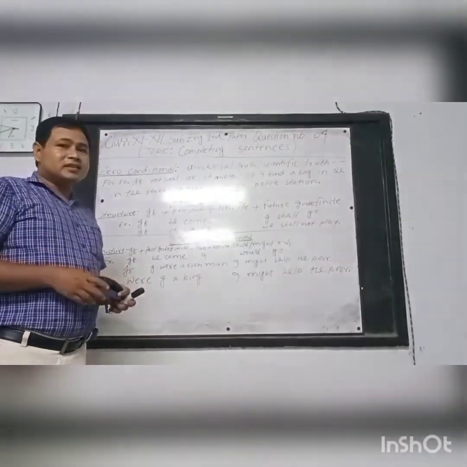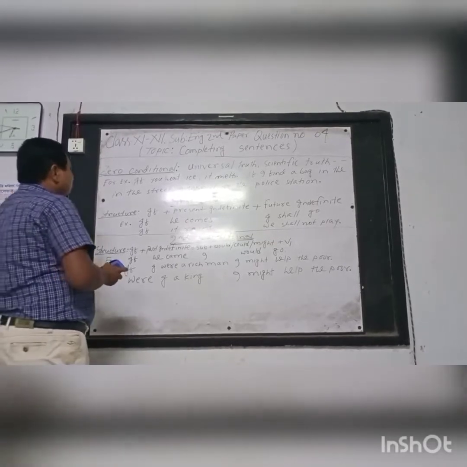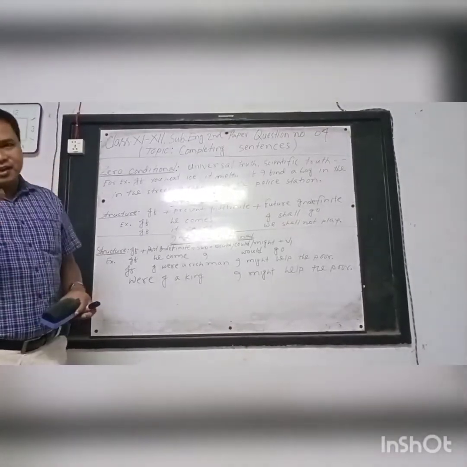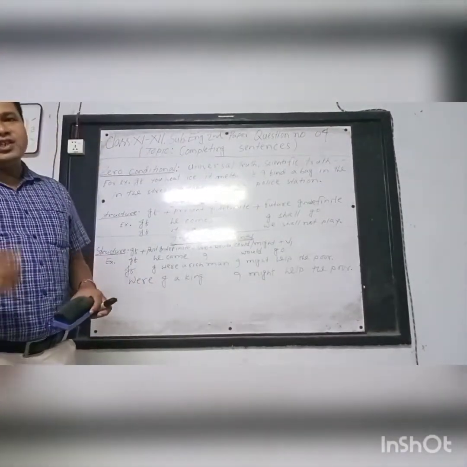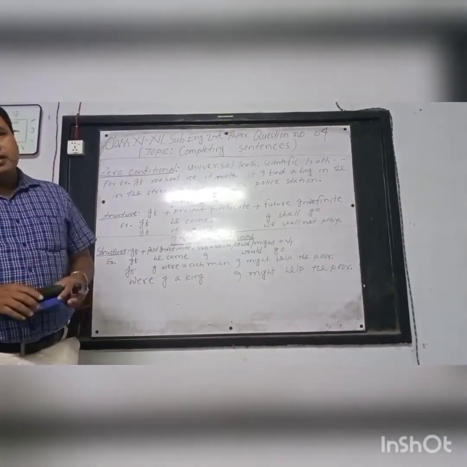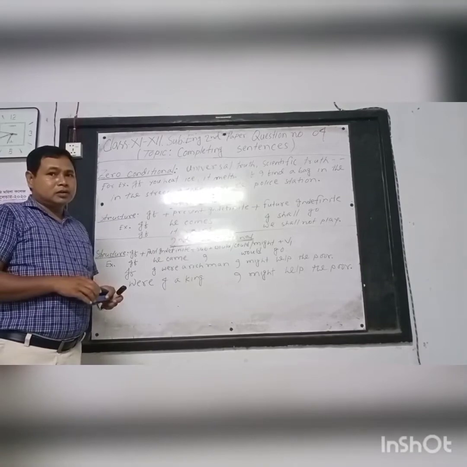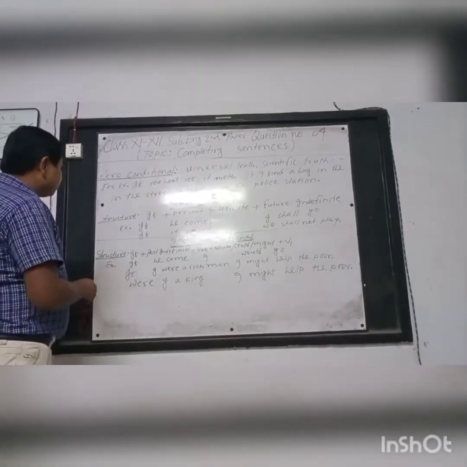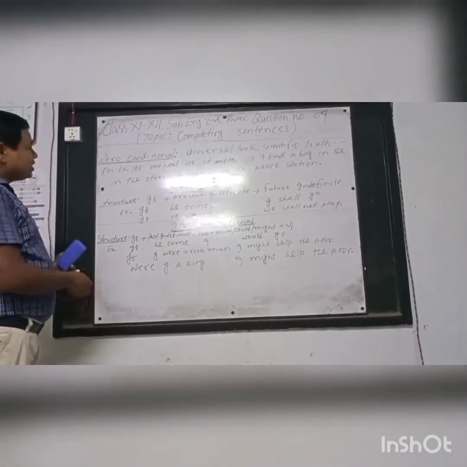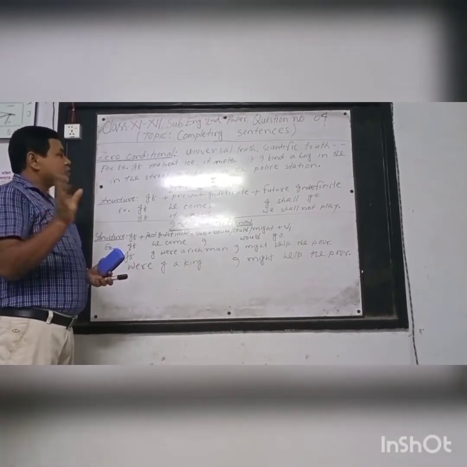Now let's start our discussion. First of all, I am discussing conditionals. Conditional sentences are classified into 4 classes. The first one is zero conditional, the second one is first conditional, the third one is second conditional, and the fourth one is third conditional. Now we are discussing zero conditional. So look at the board. What is zero conditional?